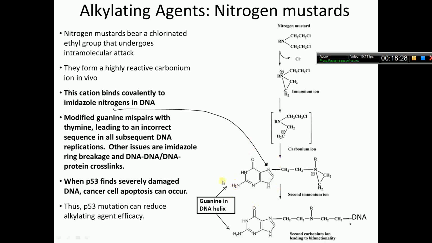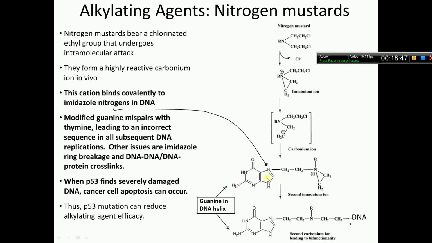This is guanine that's already in the DNA. This carbonium ion could bind to that amine there, and that's a covalent bond. So what will happen is you're permanently modifying the DNA structure. Okay, and that hopefully will induce apoptosis in cancer cells.